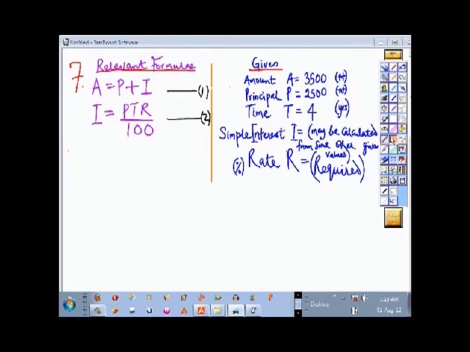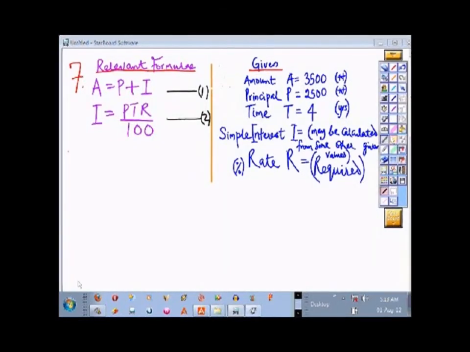The first one is amount is equal to principal plus simple interest. Amount is represented by A, principal by P, and I is representing simple interest. The second formula is the formula for finding I, which is principal times time times rate over 100.